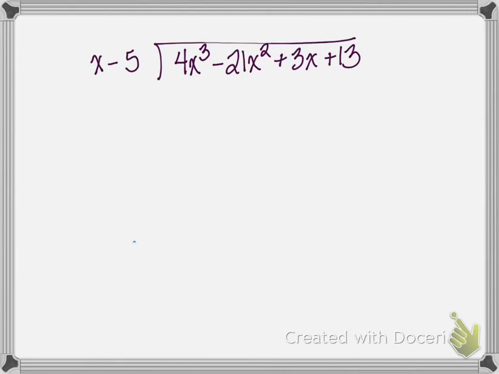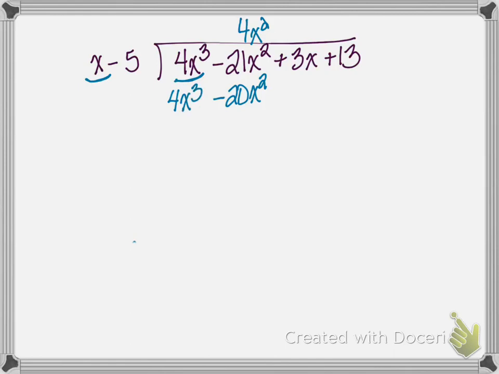So I ask myself, x times what gives me 4x to the third? And the answer to that is 4x squared. Now we take 4x squared and we multiply it times negative 5, so that is going to be negative 20x squared. Then I have 4x squared times x, and that's going to give me 4x to the third, which is what we want.